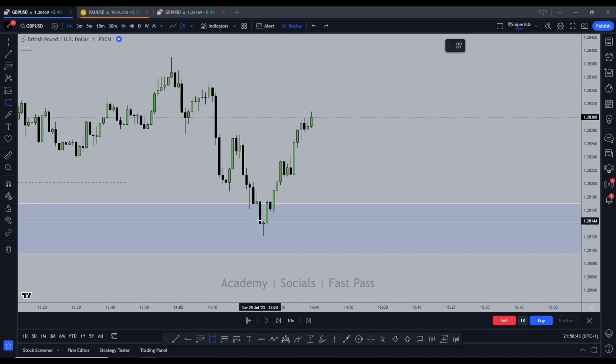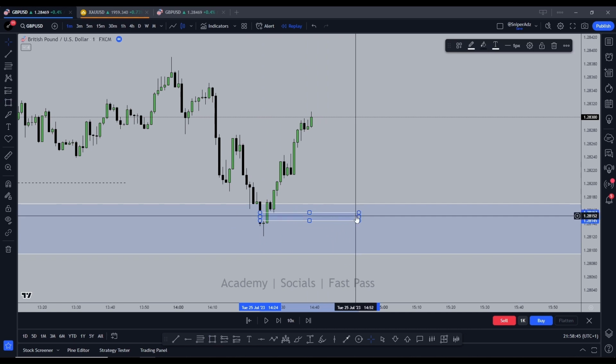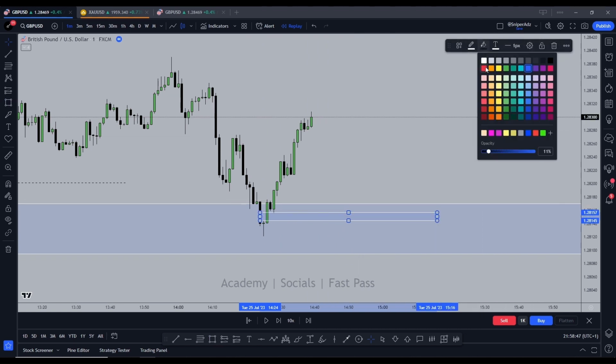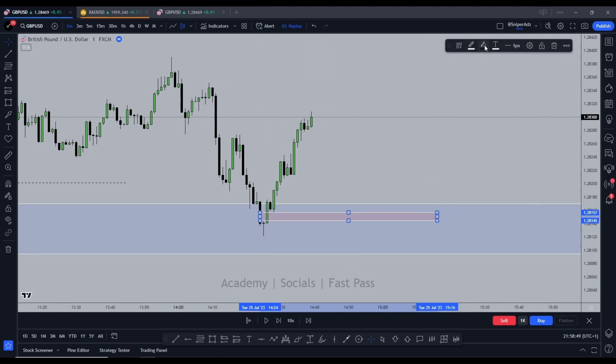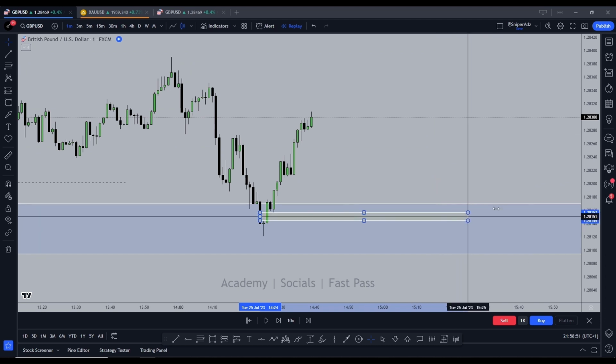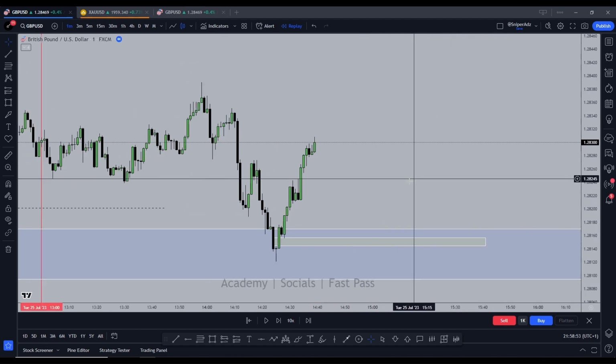So you can see right here we have the most extreme area right here. Let's make this yellow. So what I'm going to do is target this area, and for extra confluence, let's have a look for Fibonacci.